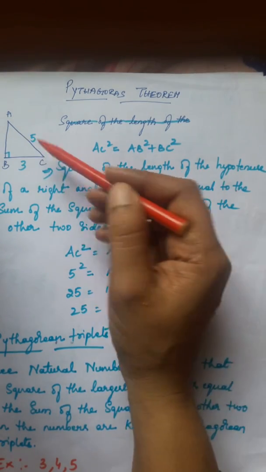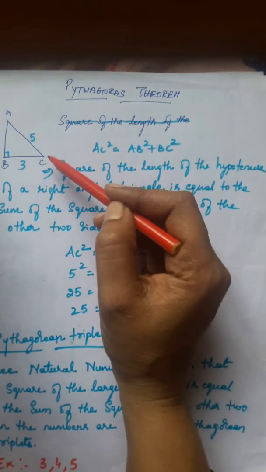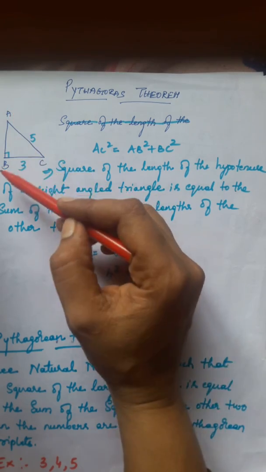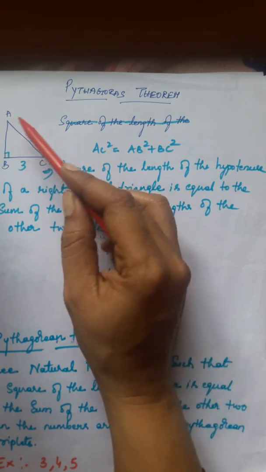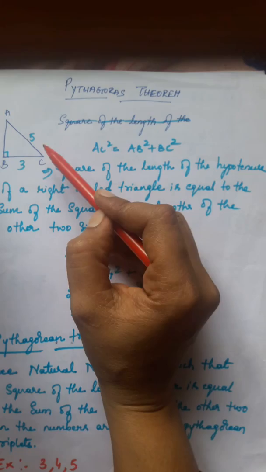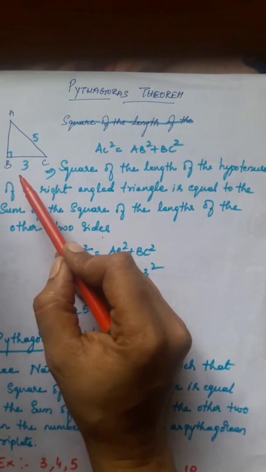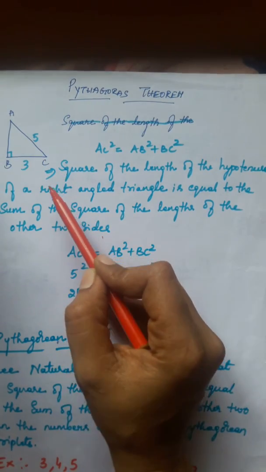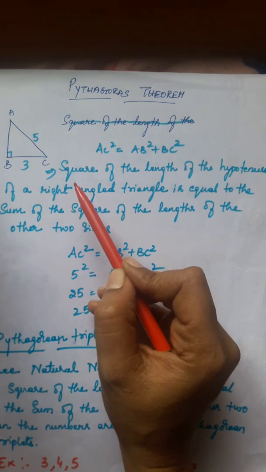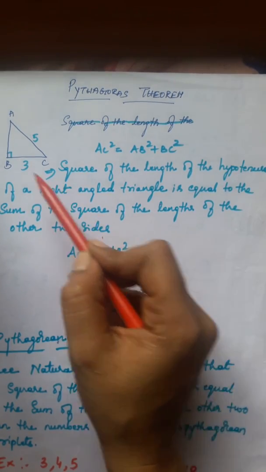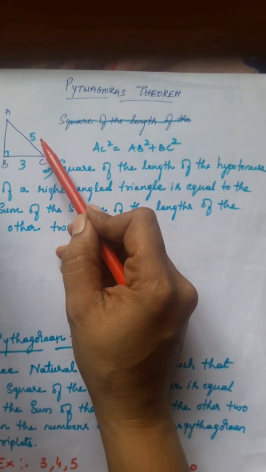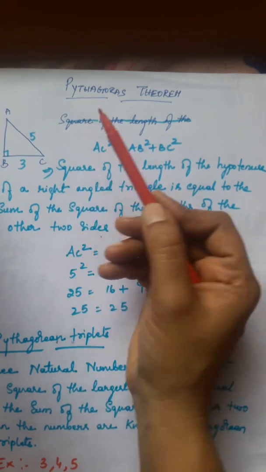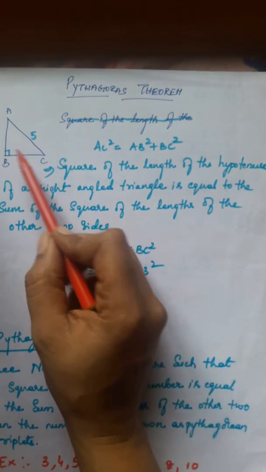Here the hypotenuse, the longest side, is this one, AC. You can see in this diagram, in triangle ABC, AC is the longest side, that is the hypotenuse, and it should be applied only for right angle triangles. Pythagoras theorem is applied only for right angle triangles. The square of the length of the hypotenuse of a right angle triangle is equal to the sum of the squares of the lengths of the other two sides.